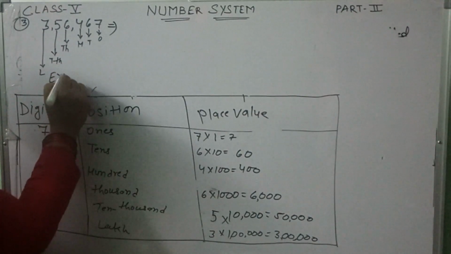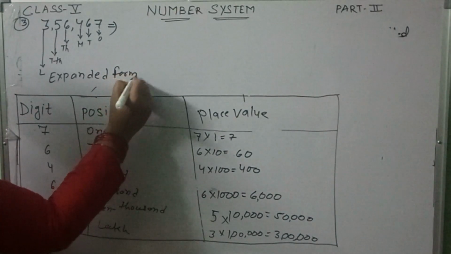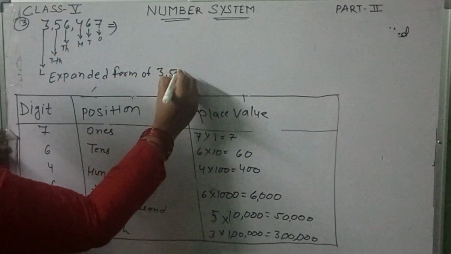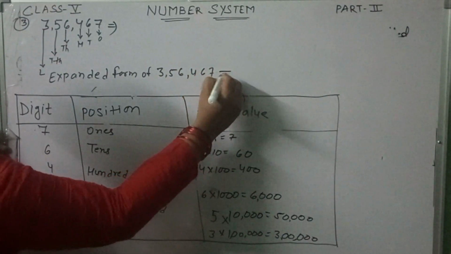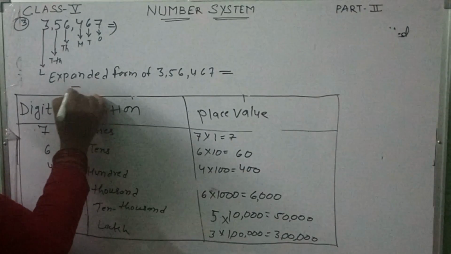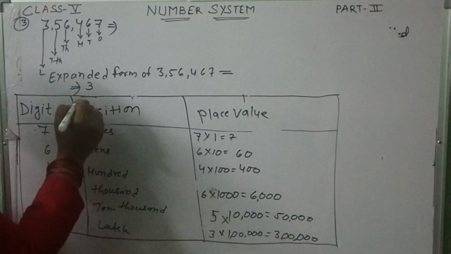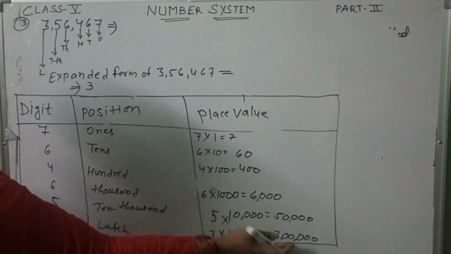Expanded form. Expanded form of which one? 3, 5, 6, 4, 6, 7. Write in the down here. 3, 1, 2, 3, 4, 5. One easy way I tell you now. You write, follow that one, or otherwise you write from here.